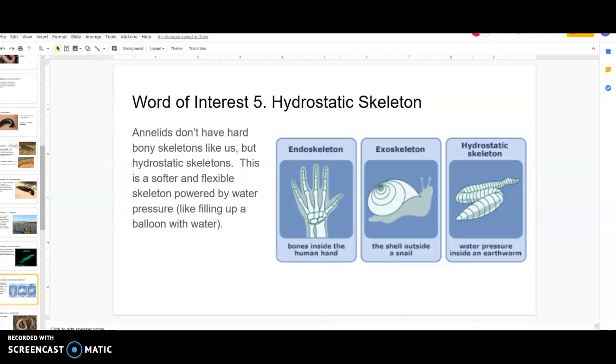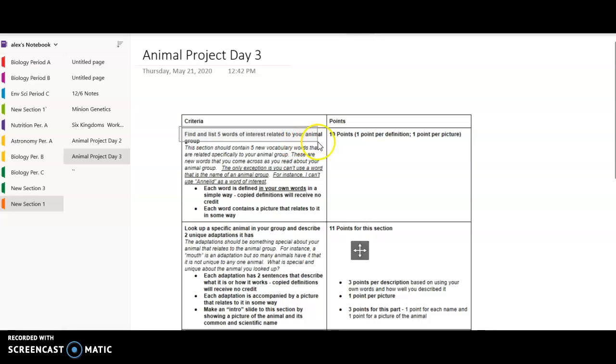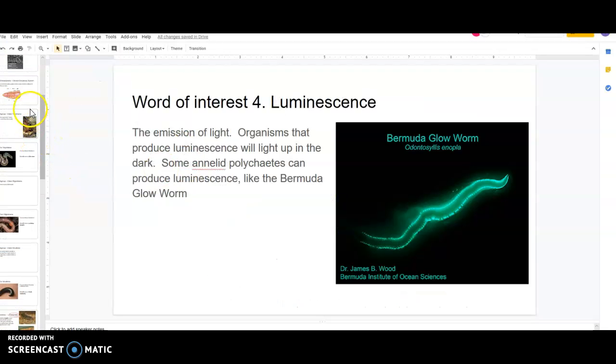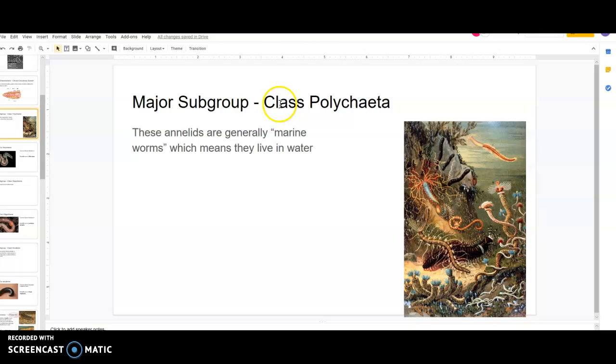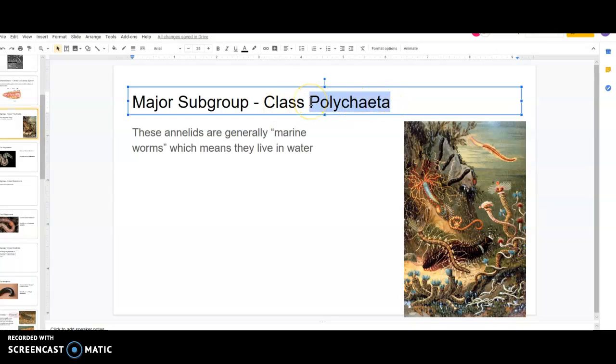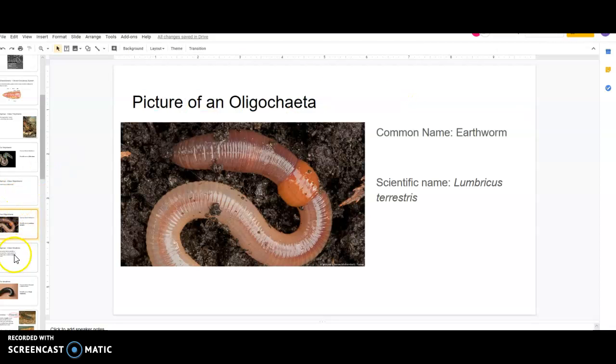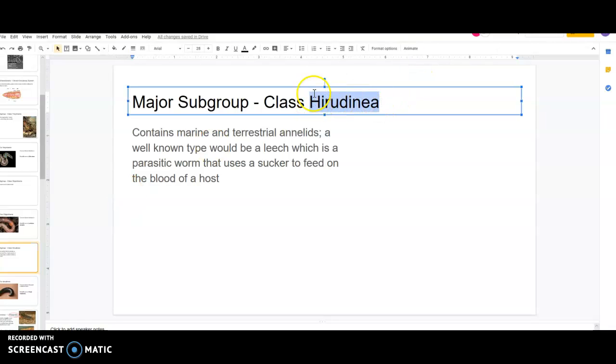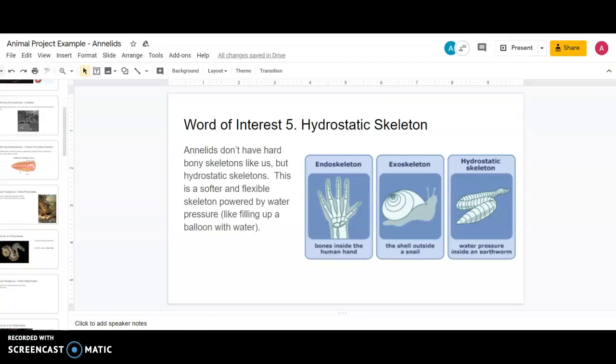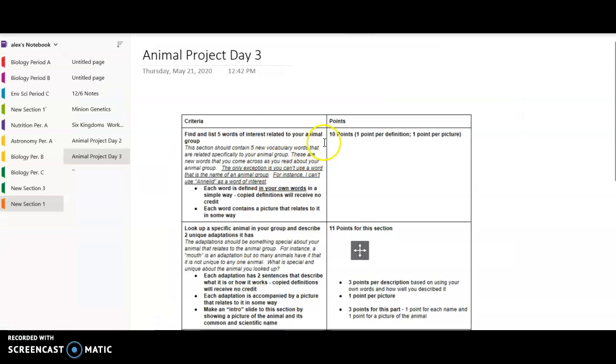So let's go back to that rubric. Did I do everything? I found 5 words of interest. Okay, they're new words I come across. Oops. You can't use a word that's the name of an animal group, so let me explain that. So yesterday I found class. Here's a group, right? So this couldn't be a word of interest because my definition would just be a group of annelids. So I wanted a more specific word there. So these, right, this would not be a good word to define. This would not be a good word to define. So I wanted a different kind of words there, and I did that.